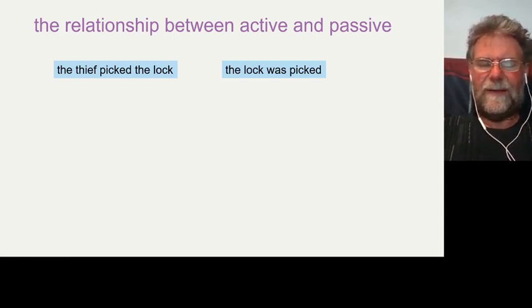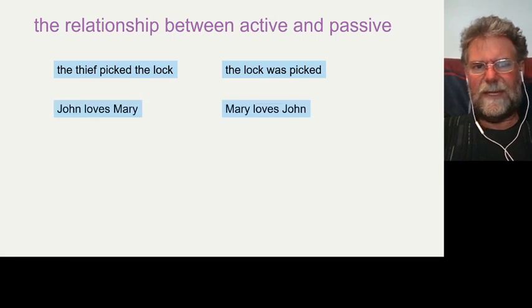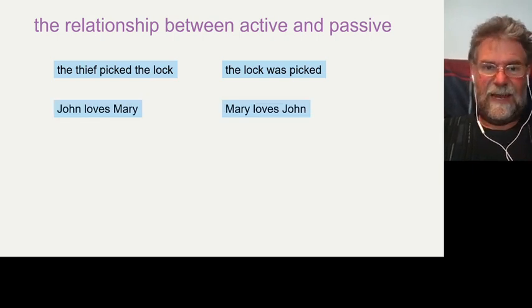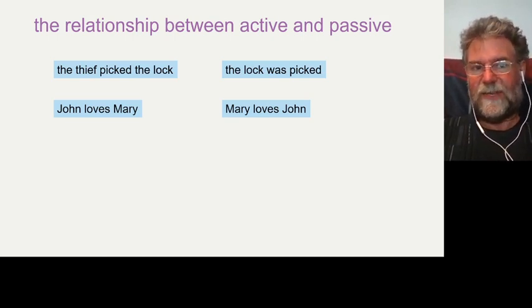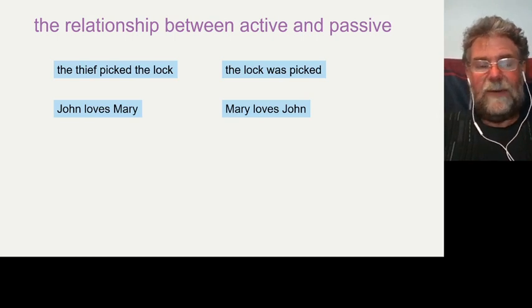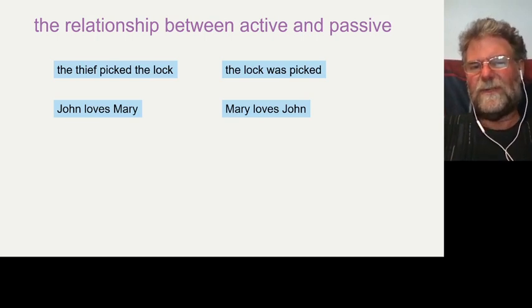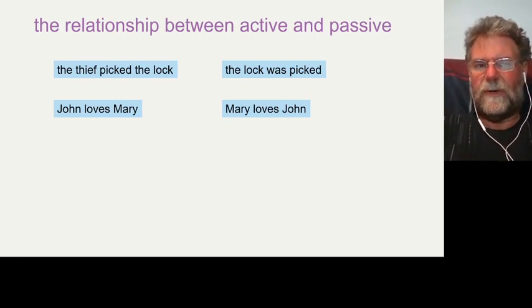But that can't be the whole story, because compare these two sentences. These two sentences are made up of exactly the same words, and yet, clearly, they don't relate to each other in the same way that the active and the passive sentence relate to each other. John loves Mary and Mary loves John actually mean completely different things. So they're not related to each other, even though we've got the same words and just rearranged those words.